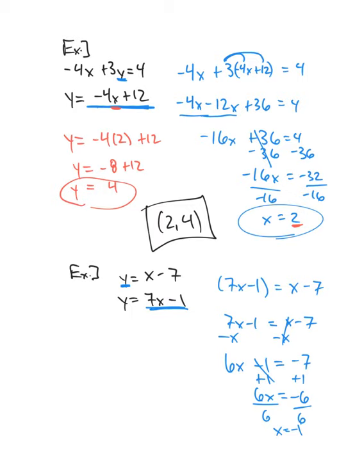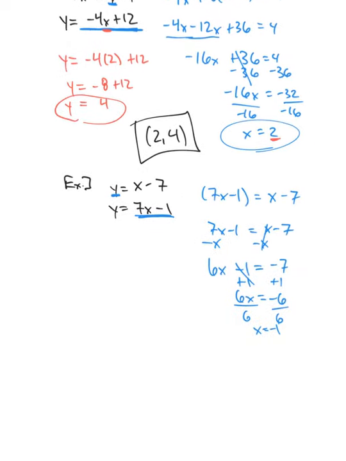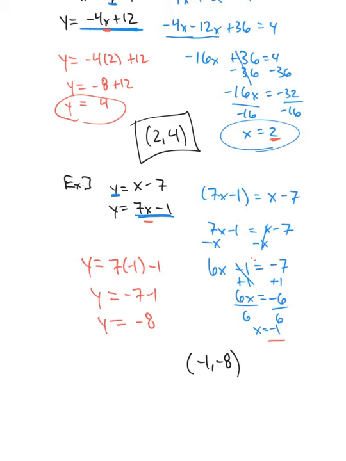I'm going to scroll a little bit. Let me back up, getting a little sloppy. We're going to substitute negative 1 for x, and we get that y equals negative 8. So now we have our solution: negative 1, negative 8.